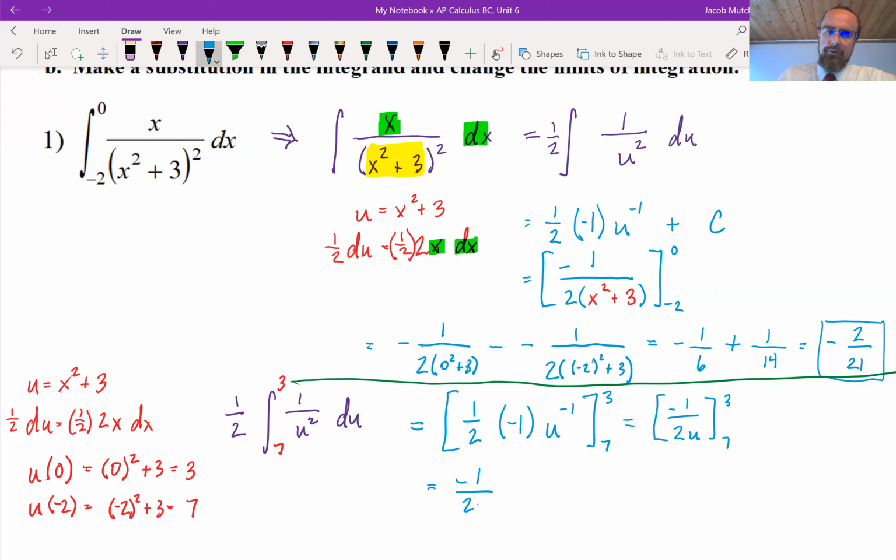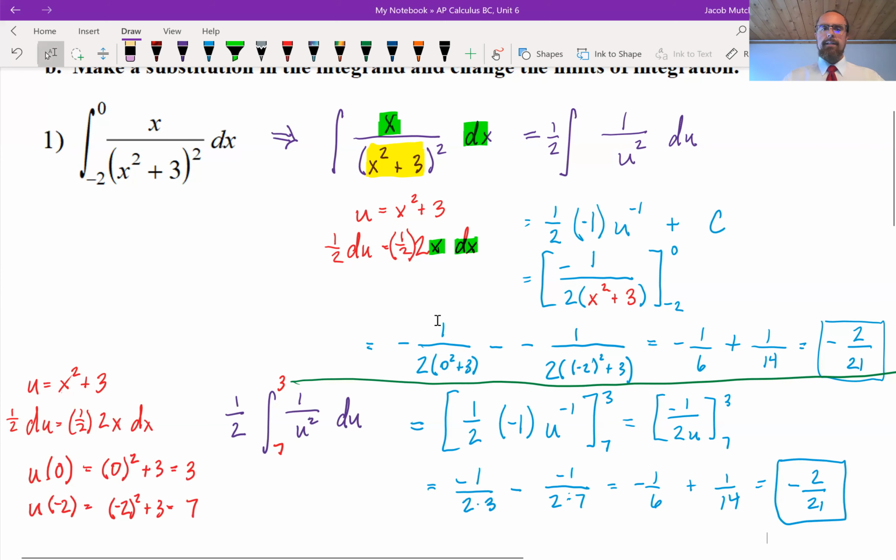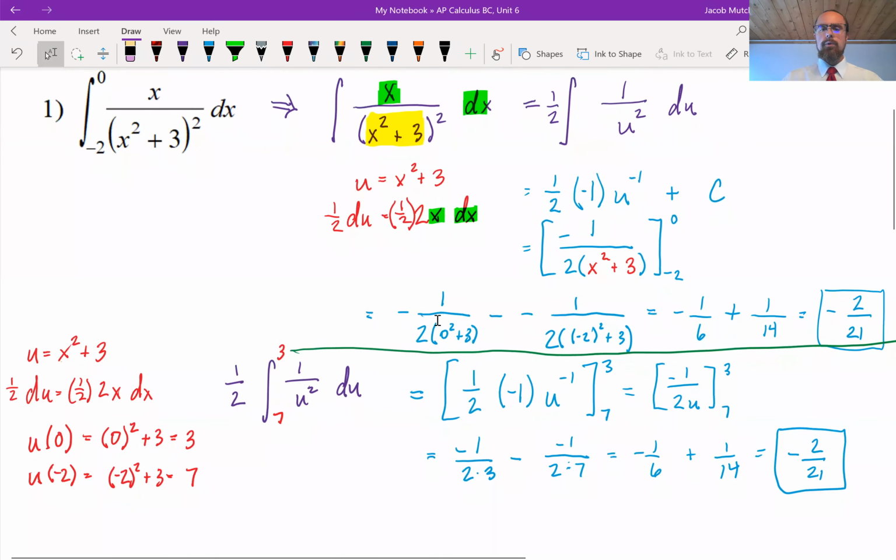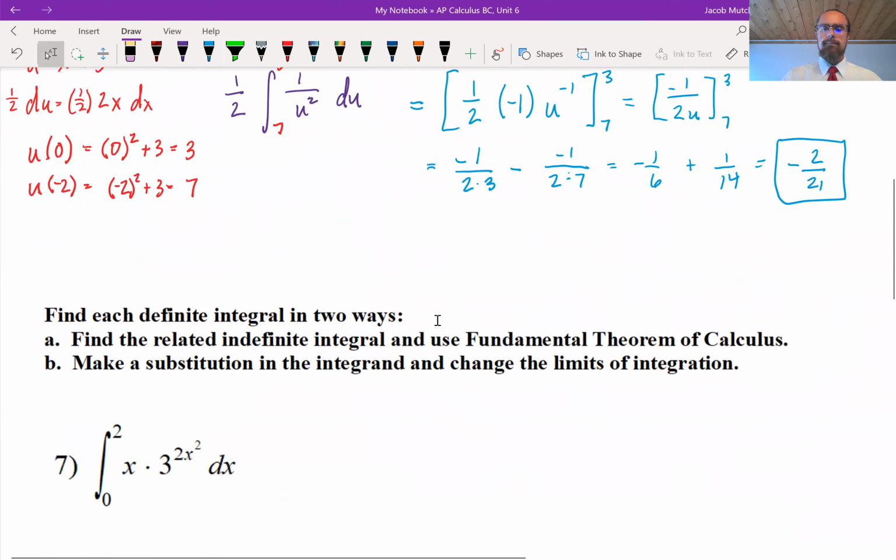So it's negative 1 over 2 times 3 for my upper limit of integration minus negative 1 over 2 times 7. And that's going to give me negative 1 over 6 plus 1 over 14, which is exactly what I got before. Going to yield negative 2 over 21. So we get the same evaluation in both strategies. Again, the first, treating it as an indefinite integral and then evaluating according to the fundamental theorem of calculus. The second one, changing my limits of integration.